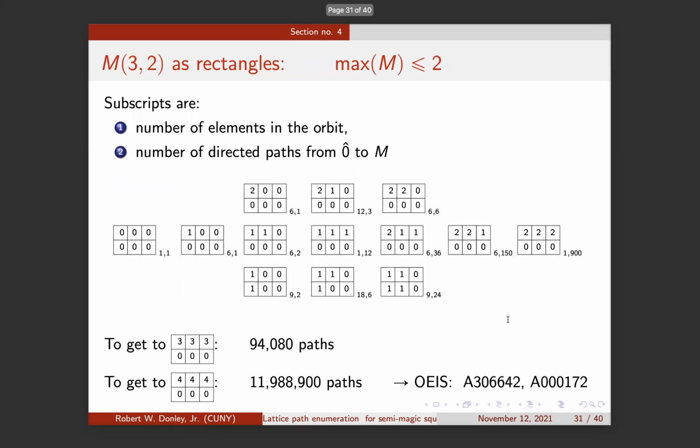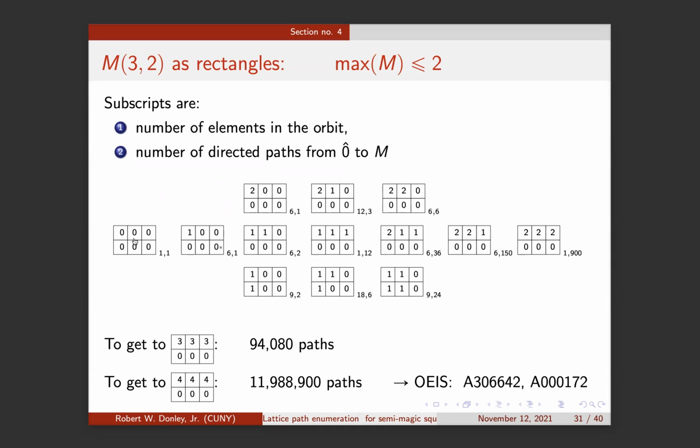Again, I'll switch to the rectangles. And so we see here how the rectangles come together. I'll have 2 subscripts now. One will be for the number of elements in the orbit. The second number will be the lattice path count. And note, you could do the up operator here, but it's a little bit delicate in that you can't just do the up in this poset here. You've got to figure out what the links are in the semi-magic square poset, not the orbit poset.